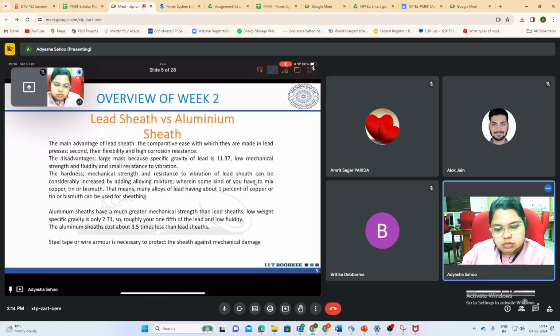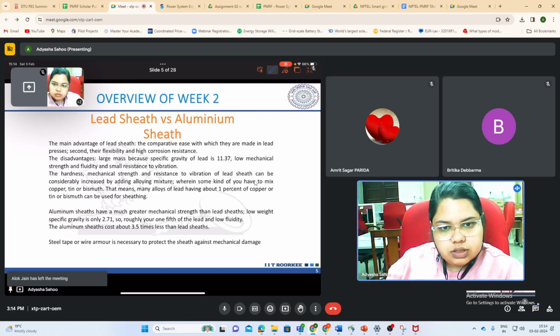Then, we had two types of material available with us. One was lead sheath, second was aluminum sheath. So we'll compare the properties of these two materials as a sheath. The first advantage that we saw for lead sheath was that the manufacturing process is very easy.